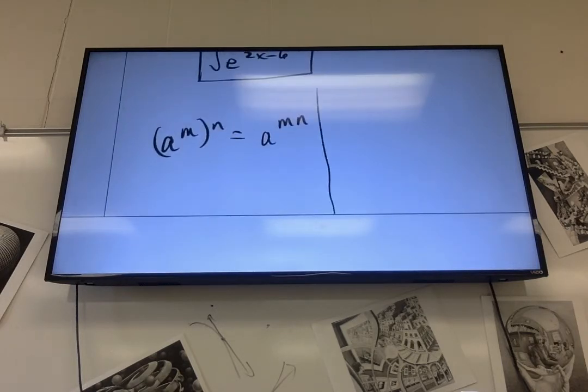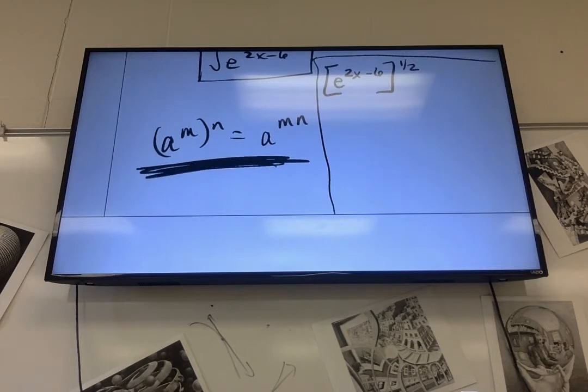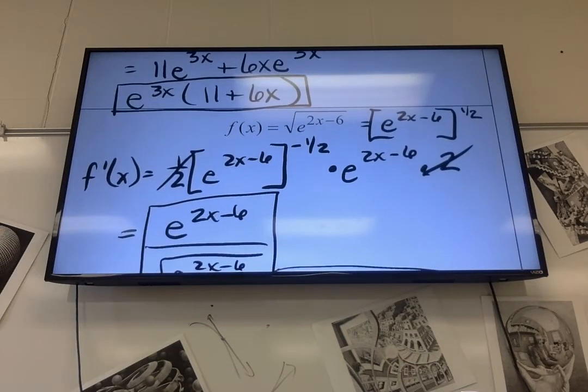Okay. What about right here? What if I would have done this? Okay, so I get e to the x minus 3. Wasn't it negative? It wasn't at the beginning.